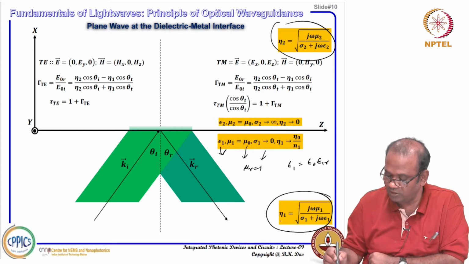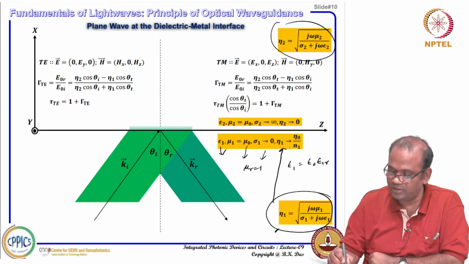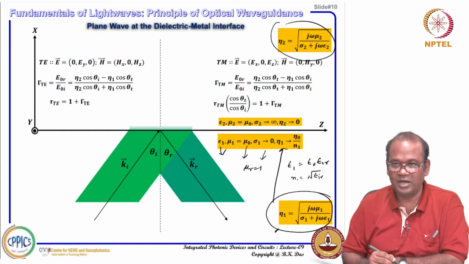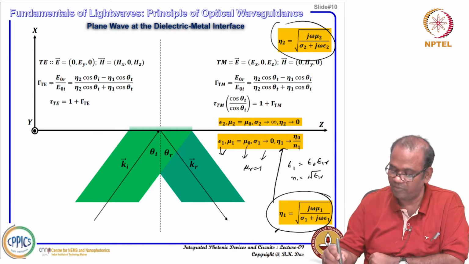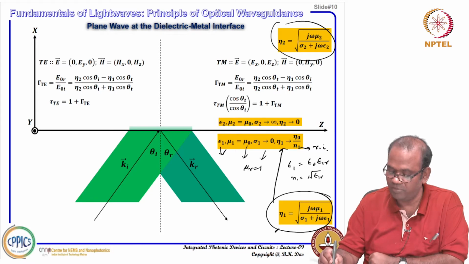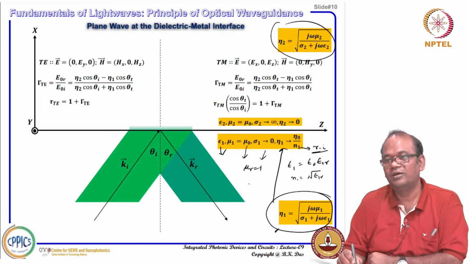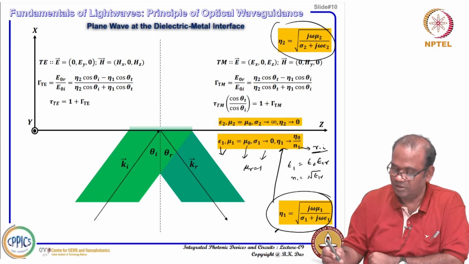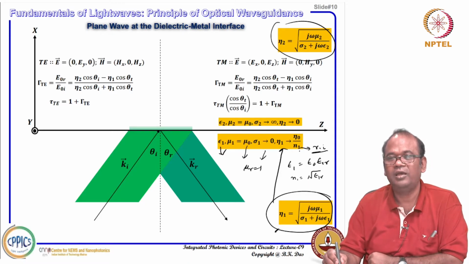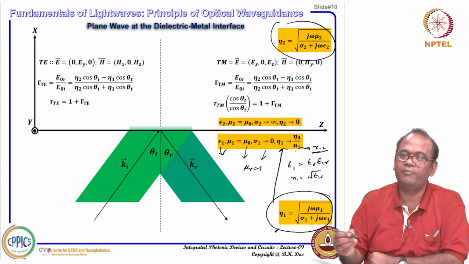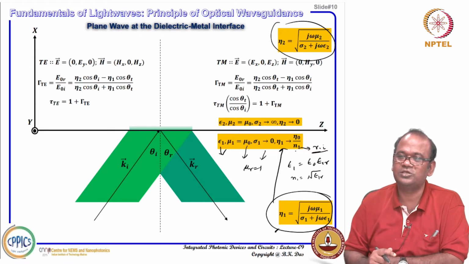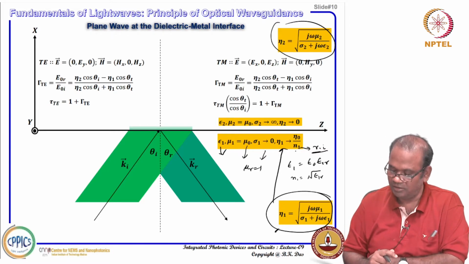If you insert all these in this equation, then you will get eta 1 equal to eta naught by n 1, where n 1 is equal to the square root of epsilon 1r. The square root of the dielectric constant is actually called the refractive index. That means I can characterize medium 1, if it is dielectric, by the eta value eta naught by n 1. So if you know the refractive index, then you can get the characteristic impedance, eta naught by n 1.